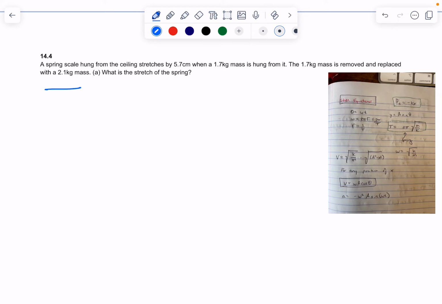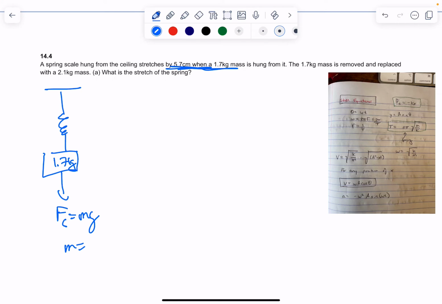This question is: we've got a spring with a mass on it of 1.7 kilograms, and it stretches it 5.7 centimeters. Now what's pulling this down is gravity, so the force of gravity is equal to mg. So we can solve for mg because m is 1.7. And what you want to do is find the spring constant.